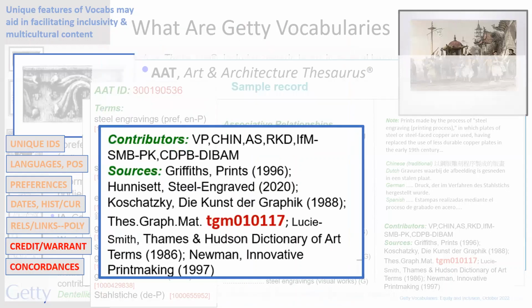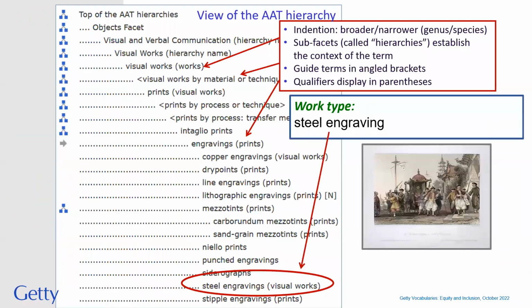And then another important aspect of the vocabularies is we always note the contributors, not just for the record overall, but for each term. And that's true also of sources. They're found in published sources. There is warrant for each term in the record. And there are concordances between other resources that might have the same concept. Here the Thesaurus of Graphic Materials at the Library of Congress is flagged for steel engravings.